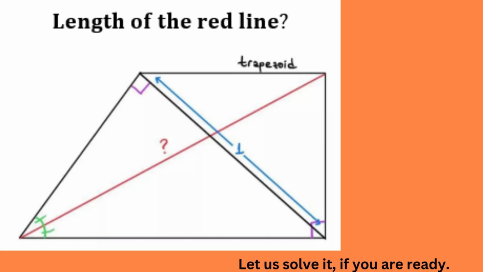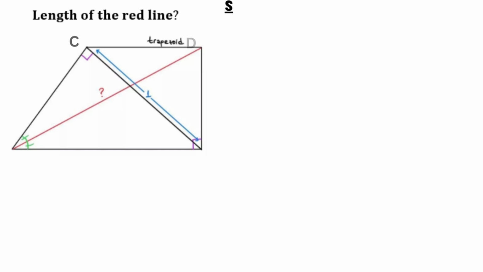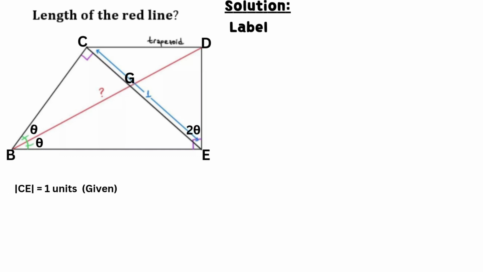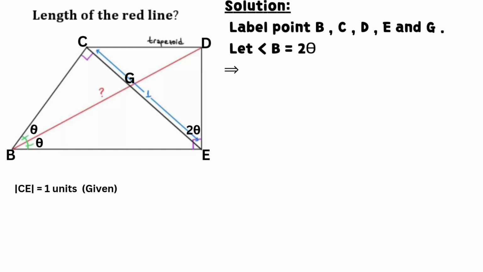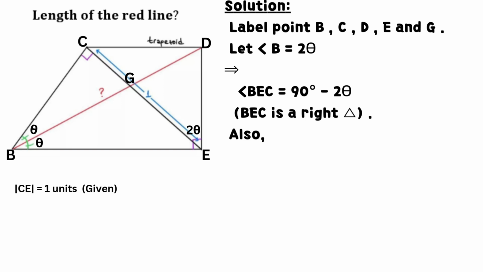What is the length of the red line? Label points B, C, D, E, and G. Let angle B equal 2 times theta.